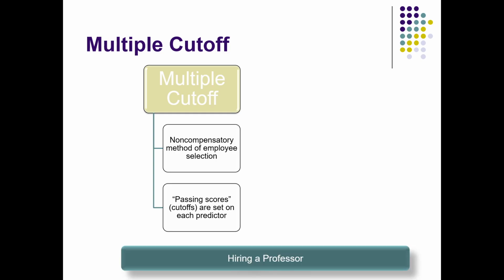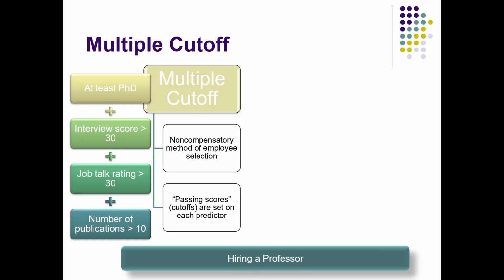So I thought I'd give you an example. Let's say we're hiring a new professor, and we have these criteria: they need to have at least a PhD, they have to score above a 30 on the interview, they have to score above a 30 on their job talk rating or work sample rating, and they have to have had at least 10 publications. You'll notice I have plus signs in between each of these. I don't mean add them together. I mean you have to have at least a PhD and an interview score above 30 and a job talk rating above 30, and at least 10 publications. So all of those must be met.